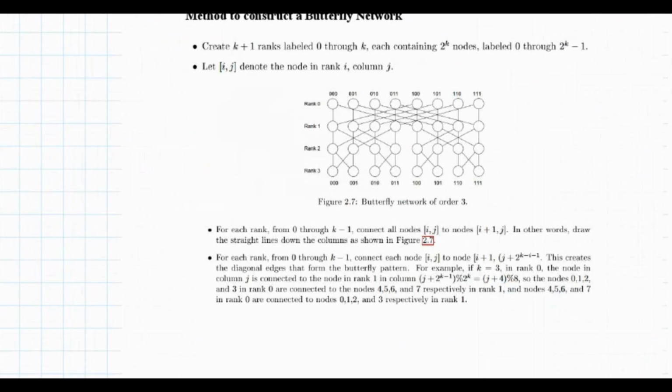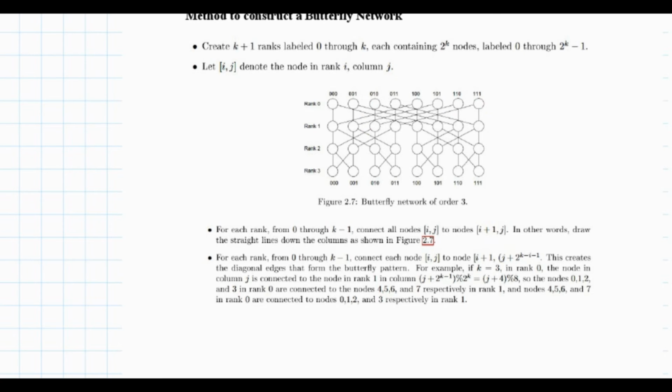And the connection methodology goes like this: k is your order. So the total number of ranks in your structure is k plus 1, that means 4, labeled from 0 to k, that means 0 to 3. Each rank contains 2 to the power k nodes, that means 2 to the power 3, 8 nodes, addressed from 0 to 7. That means the total number of nodes in each rank is 8.